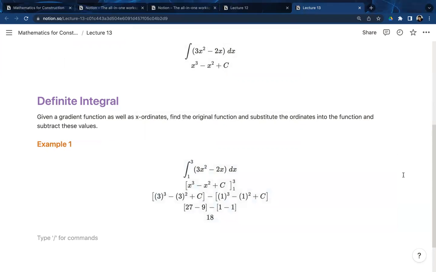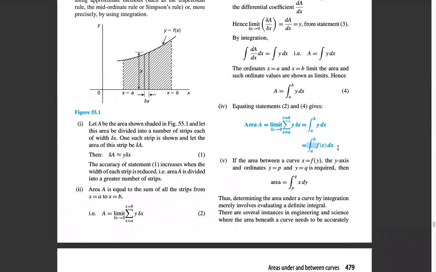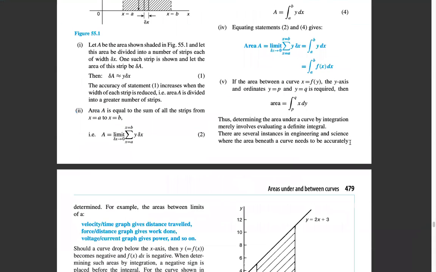So this is what a definite integral is. You're given limits, a lower and upper limit. You integrate, you find a function, you can leave out C if you want, and then substitute the upper limit and subtract from that the substitution of the lower limit. That's essentially what the syntax here is, integral between a and b of f of x. It turns out as the area, okay?